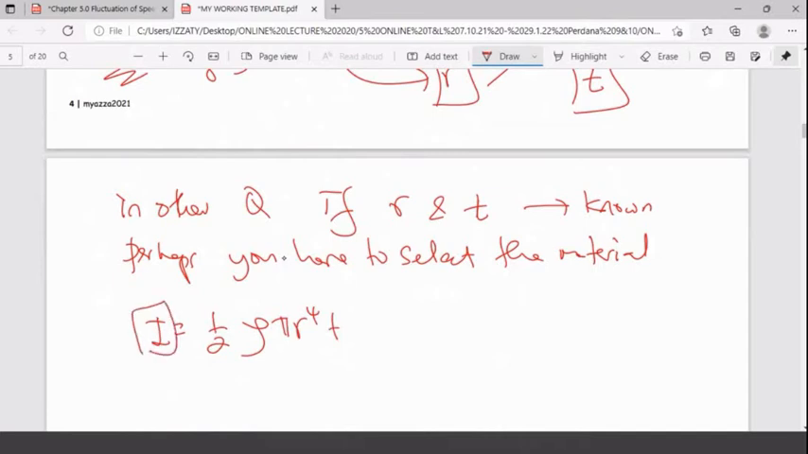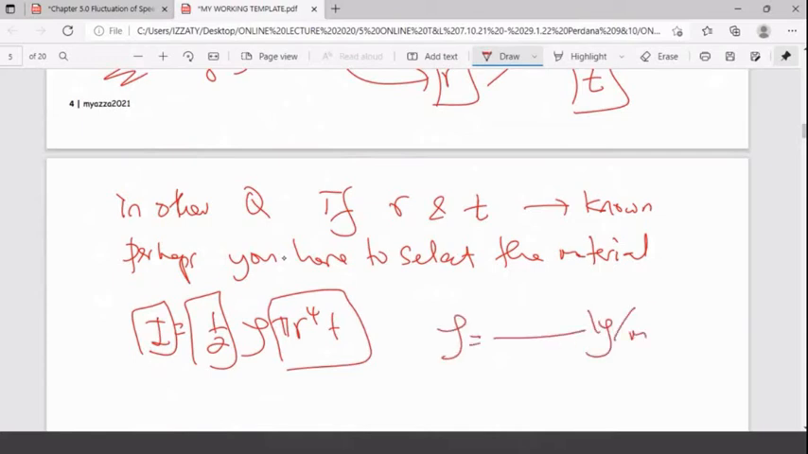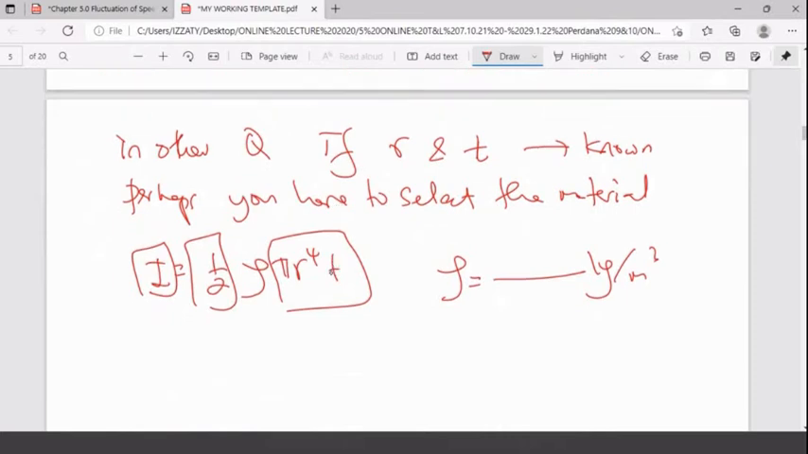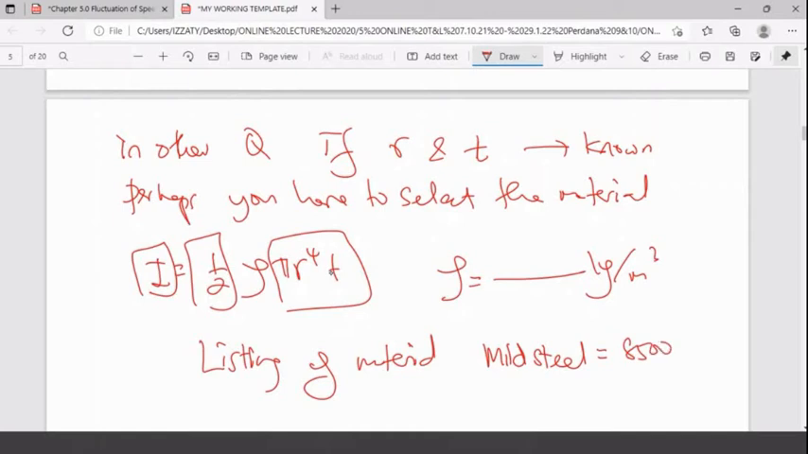This one is a constant parameter. This one known. So you have the rho in kilogram per meter cube. Then they provide you a listing of material. For example, mild steel is equal to 8,500 kilogram per meter cube. So you will have to look for stainless steel, for example, and so on and so forth. So this is some other form of equation, for example, if they want you to look for or to design what materials are to be used in the system.